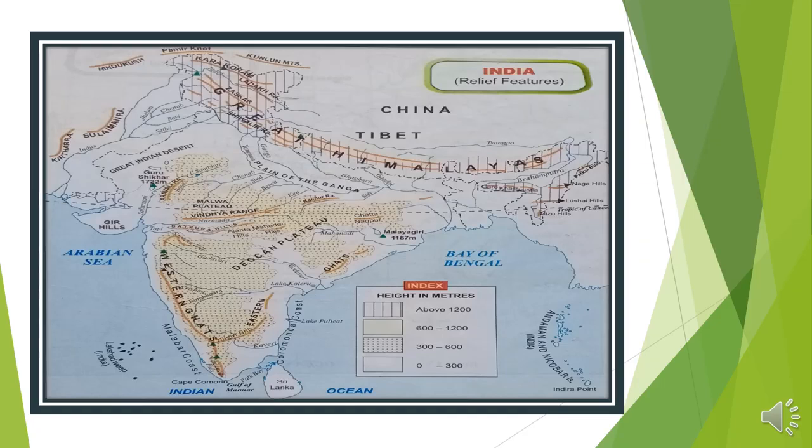After that, the coastal plain area lies near the Arabian Sea and the Bay of Bengal. The coastal plain area is divided into two parts: the western coastal plain and the eastern coastal plain. The western coastal plain lies near the Arabian Sea and the Western Ghats, and the eastern coastal plain lies near the Eastern Ghats and the Bay of Bengal. There is only a small gap between the Arabian Sea and the Western Ghats, so we can say that the western coastal plain is a narrow plain area.